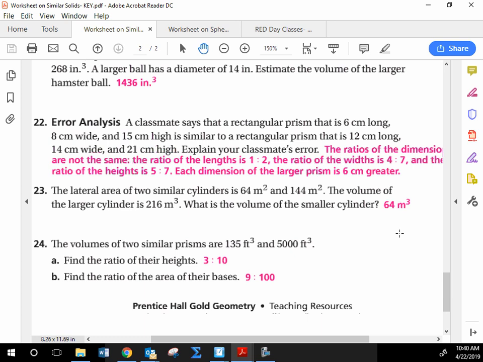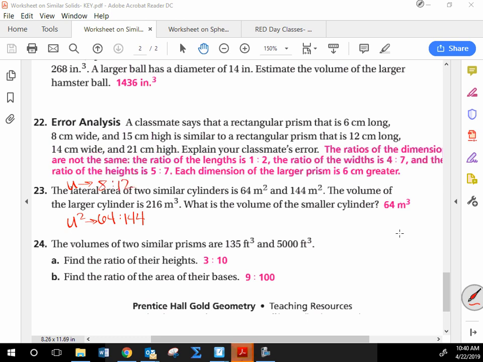What is 23? 23 is 64 meters cubed. Yeah. So it tells us the lateral area, and it tells us the volume of the larger. So lateral area is talking about area. So 64 to 144. Again, you could reduce that if you wanted to, but that's lateral area, so it's units squared. If I go back to units, square root would be 8 to 12, right?